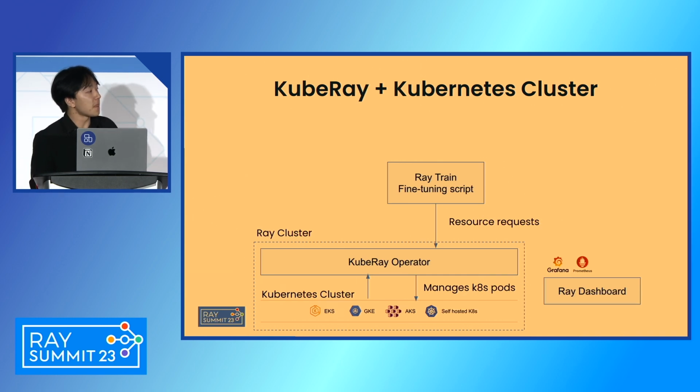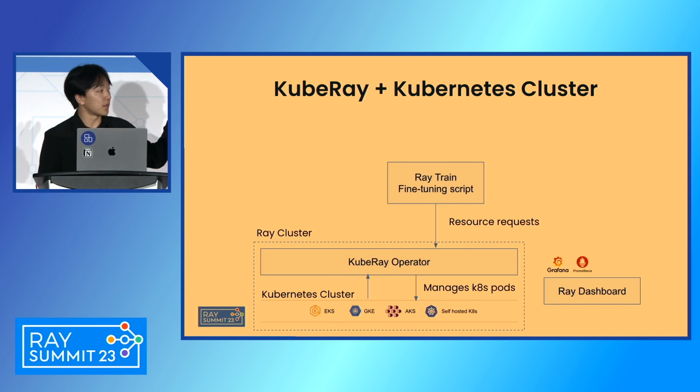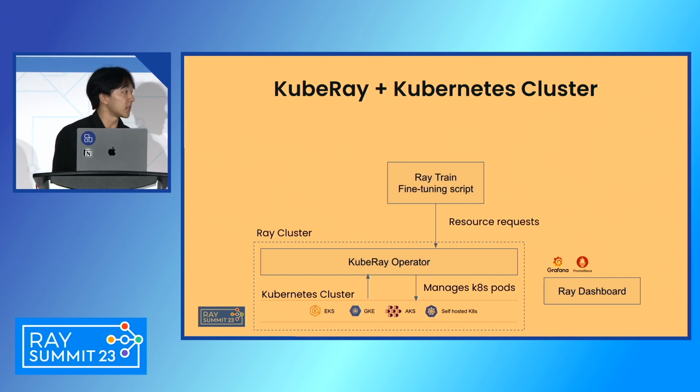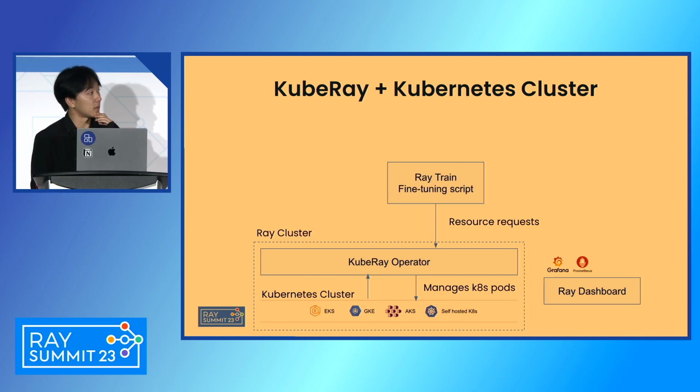In this ecosystem, we also want to set up tools like Grafana and Prometheus, and this will be used later on when we show live streaming of metrics in the Ray dashboard when we're diagnosing bottlenecks and issues with our RayTrain fine-tuning.